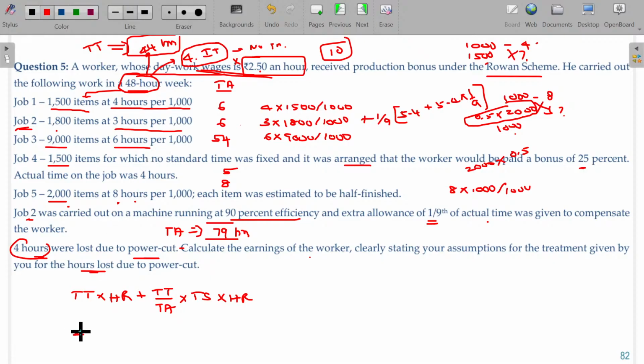Time taken in this case being 44 into hourly rate being 2.5, and we assume incentive will not be payable for the lost hours. Already I am also losing, so I am going to subtract that. So here time taken being 44 divided by time allowed being 79 into time saved, being the difference between these two, 35 hours, 35 hours into hourly rate being 2.5. And for the idle time, I can add 10 rupees, idle time multiplied with the hourly rate. That's how you can do. This is a standard number being 10 rupees.